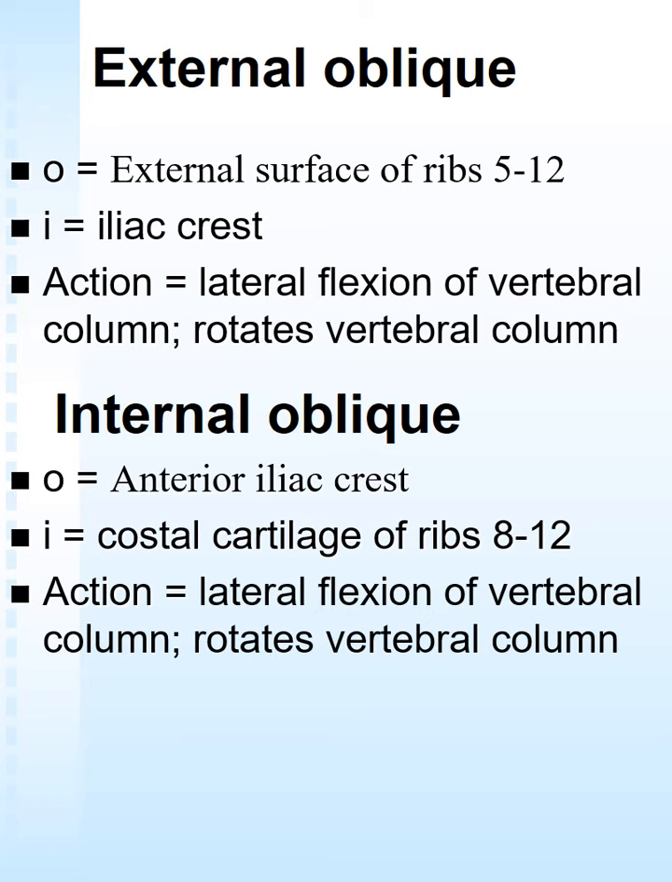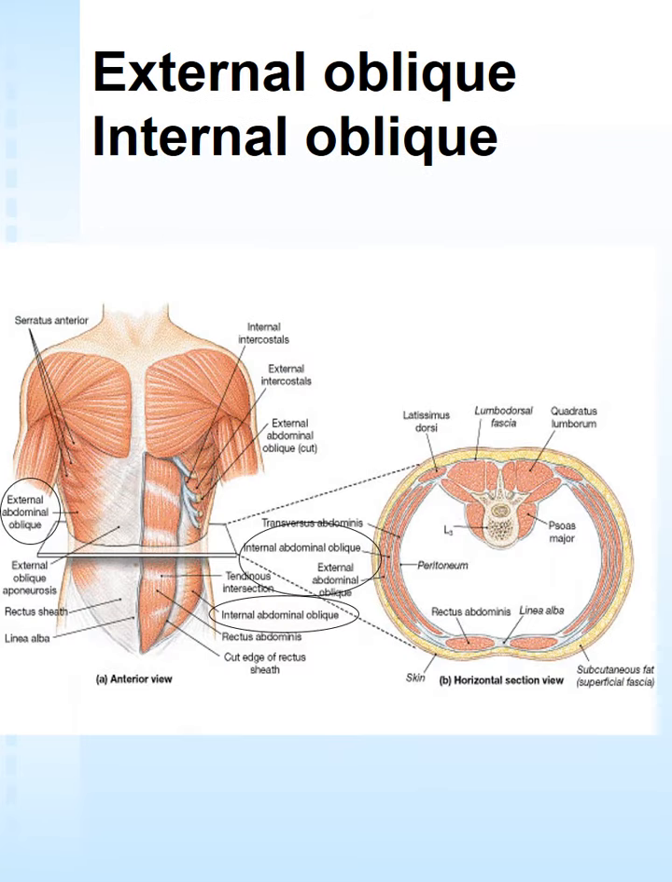The internal oblique muscles are immediately deep to the external oblique muscles, and these fibers project in a superior and medial orientation that are at right angles to the external oblique muscles. The origin of the internal oblique muscles are the anterior iliac crest, and they insert on the costal cartilage of ribs 8 through 12. The action, just like with the external obliques again, is for flexion of the vertebral column, where we have rotation in the opposite direction of which the obliques have been contracting. And so here's an image where we have the external and the internal obliques that will be superficial and deep, respectively, to one another.